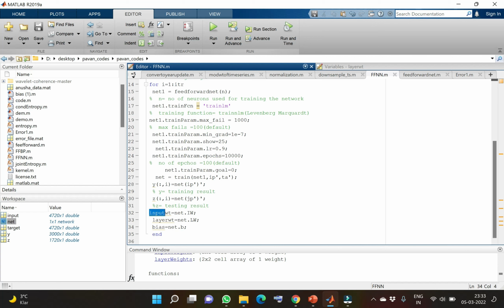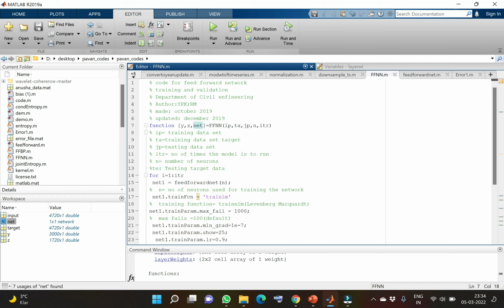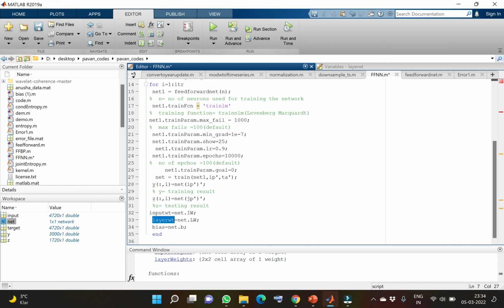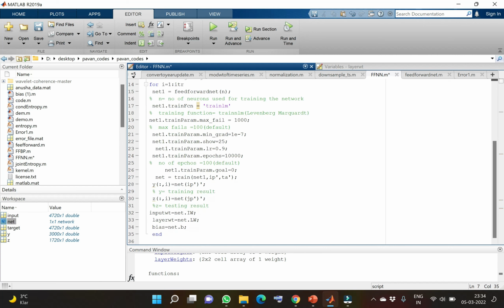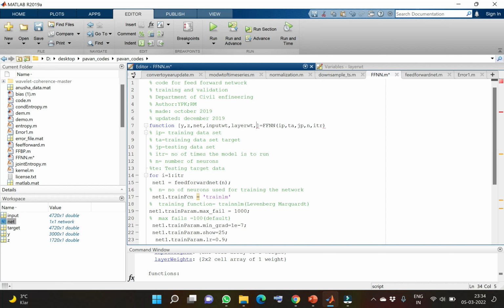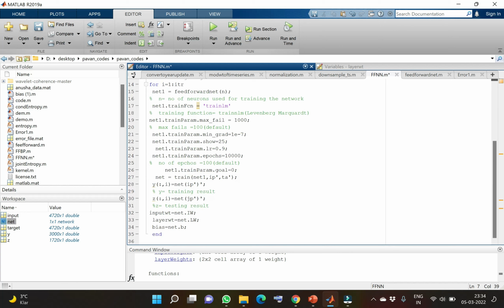The next step is to copy the names of the parameters which we want to save and put them here: input weight, layer weight and bias. So these are the three things which we have newly included. We just add them to this and save the file.